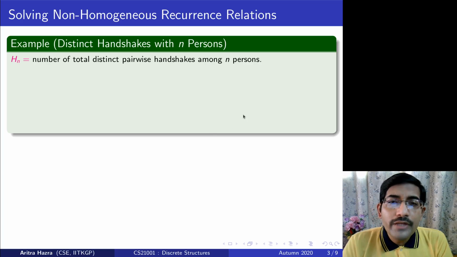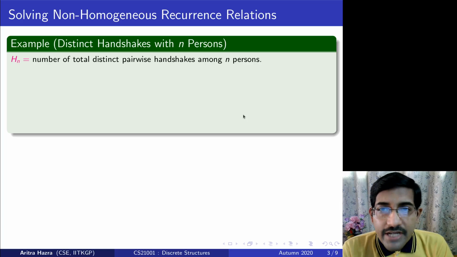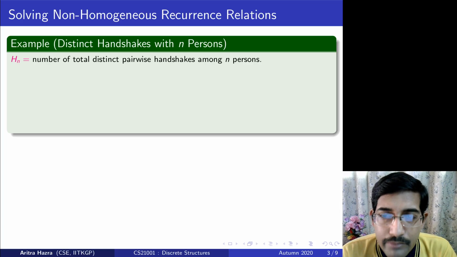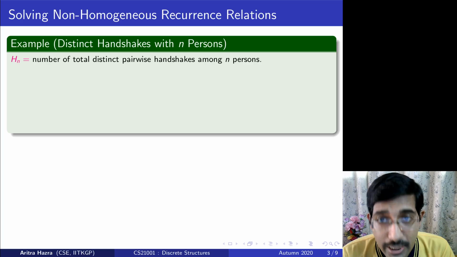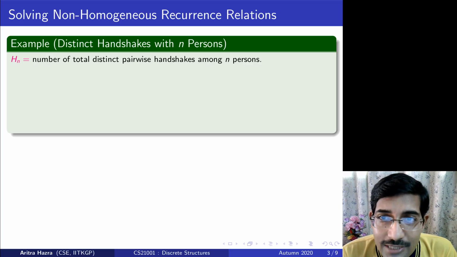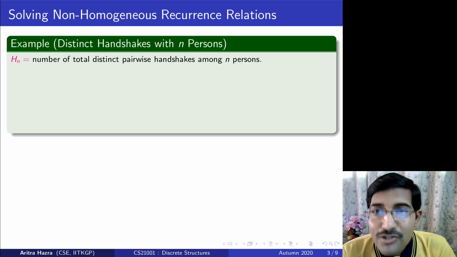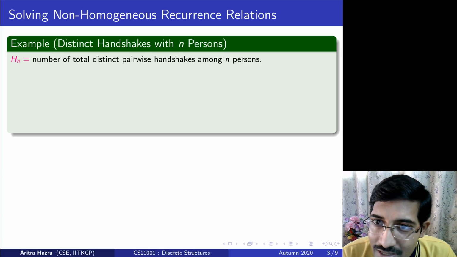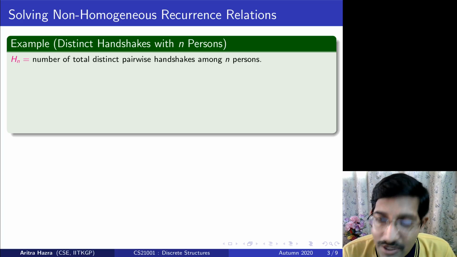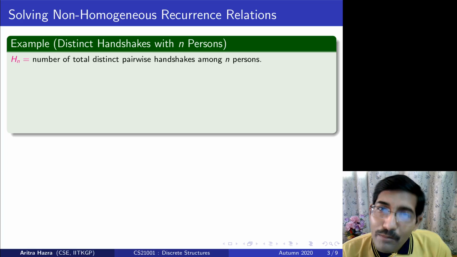Let's say, how many distinct handshakes are possible with n persons in a party? Obviously, we know the answer, right? Because if everyone shakes hands with everyone else, and nobody shakes hands with himself or herself, also nobody shakes hands with the other person twice, then it will just be nC2, the number of pairs of handshakes possible, right? So, everyone shakes hands once with others and no one shakes hands with himself or herself. So, it will be nC2 number of possibilities.